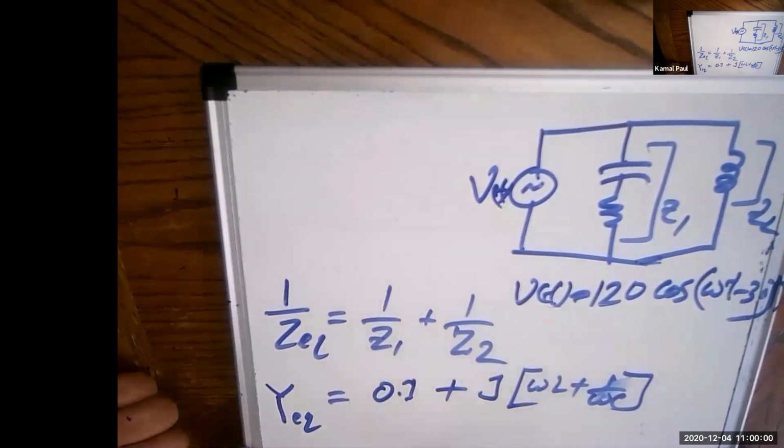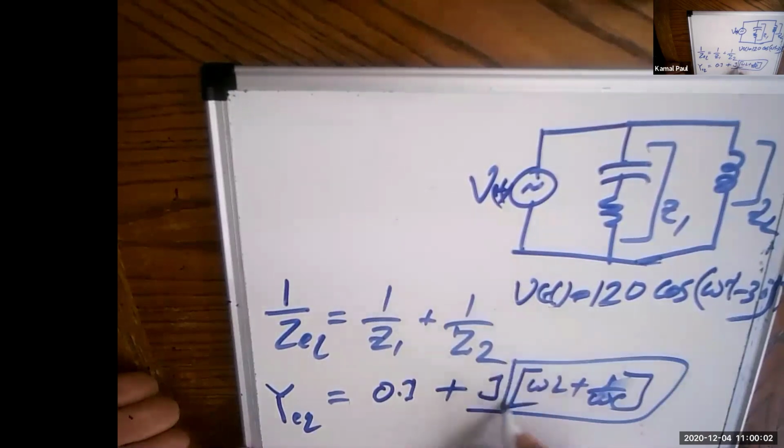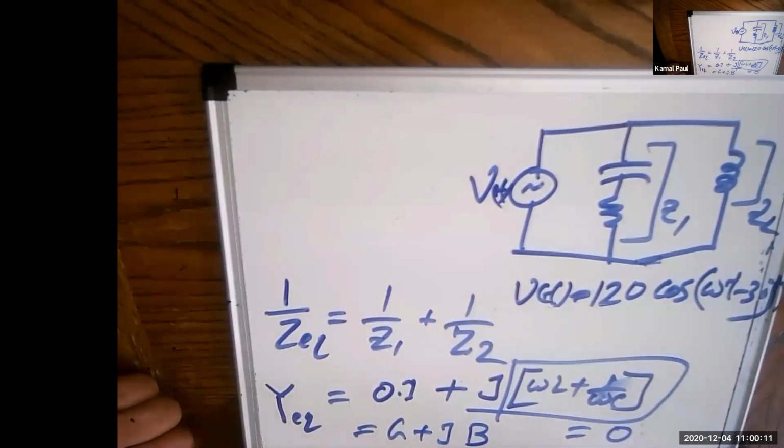Now we want to make this part equal to 0 because this one is G plus J B. We want to make this B equal to 0. So we want to make this B equal to 0.